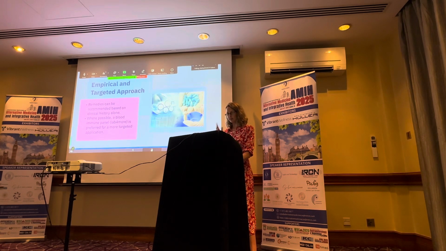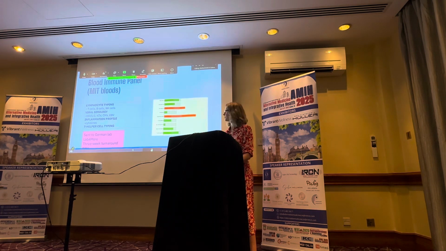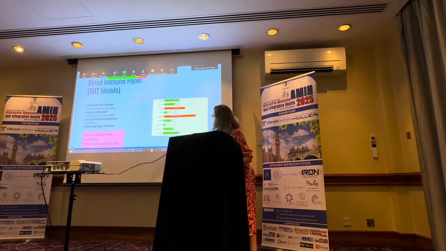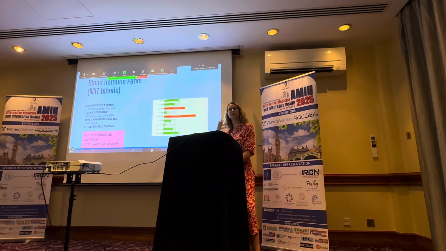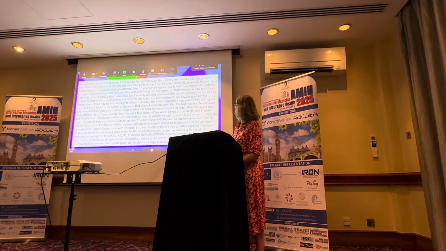Okay, so I think I said already, can be done empirically or best done with a blood test. So this is what the lymphocyte typing looks like. T cells, B cells, natural killer cells, we do the viral serology like I mentioned, inflammation profile and T helper cell typing. It goes to a German lab, 3-week turnaround time. So here you go, here's my very grateful patient.